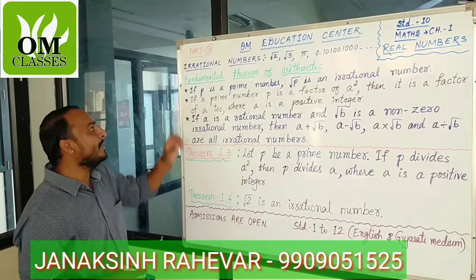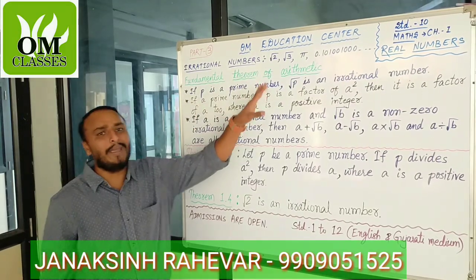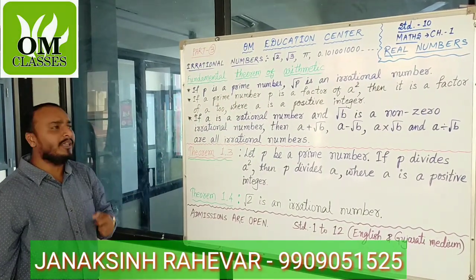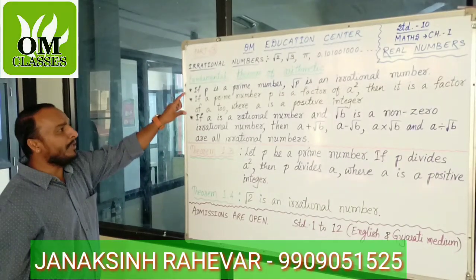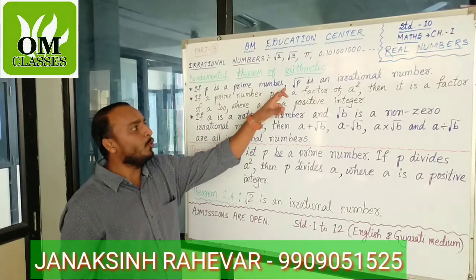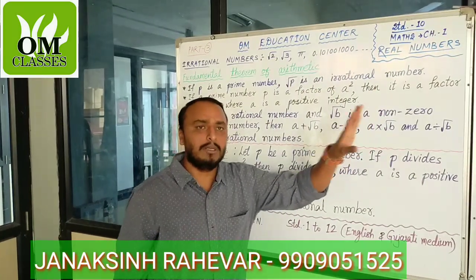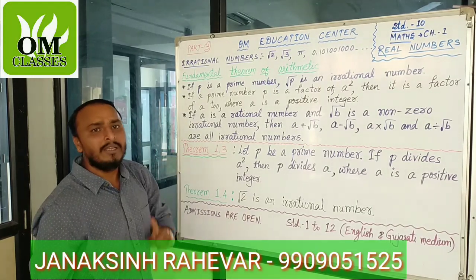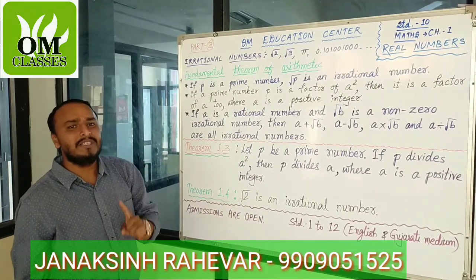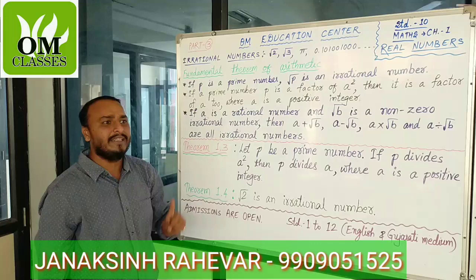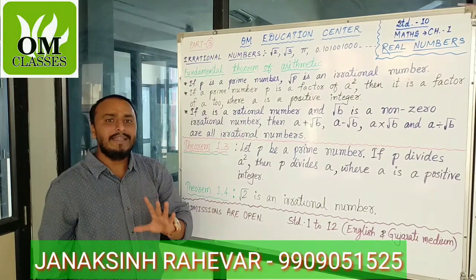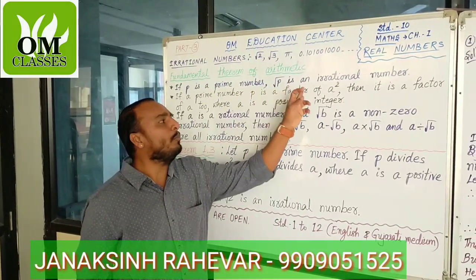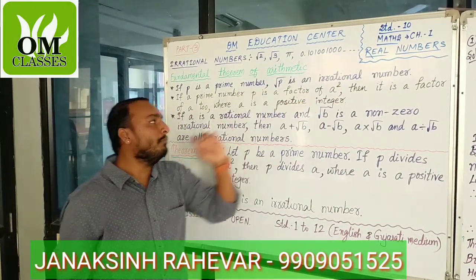Now the next concept is the fundamental theorem of arithmetic. There are 3 points I have mentioned here. First point, if p is a prime number, root p is an irrational number. Which numbers are prime numbers? Prime numbers are the numbers which have exactly two factors, that is 1 and the number itself. So if p is a prime number, root p is an irrational number.